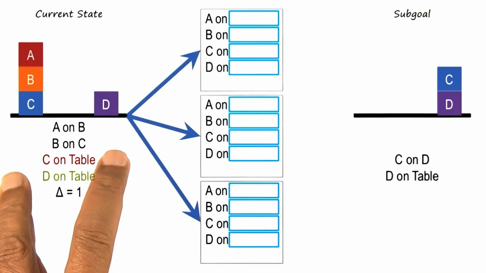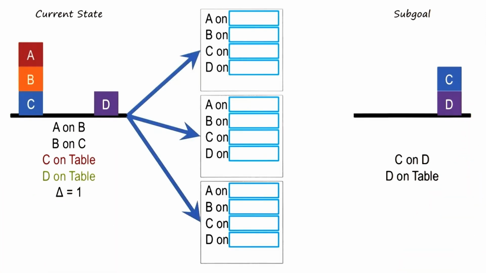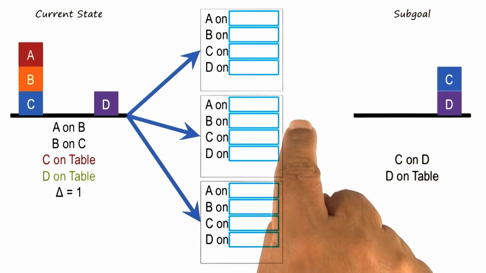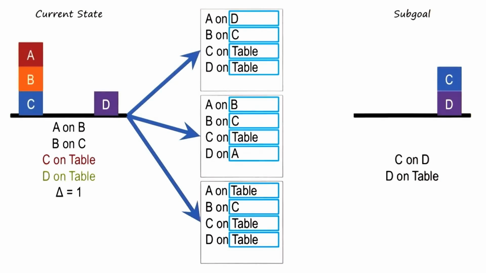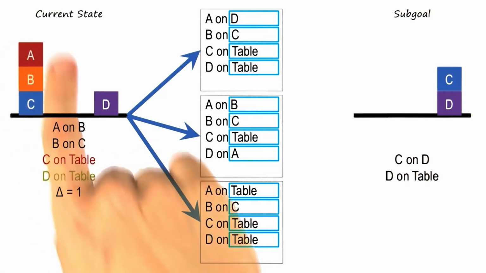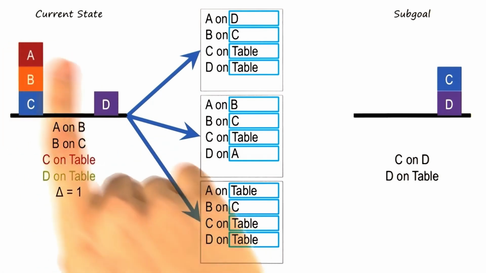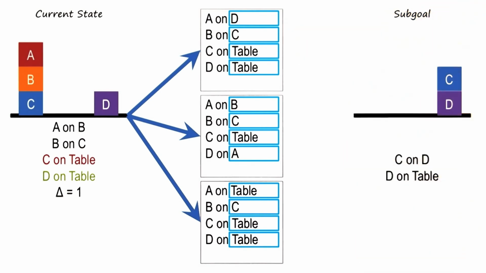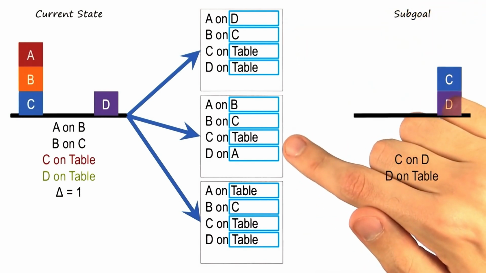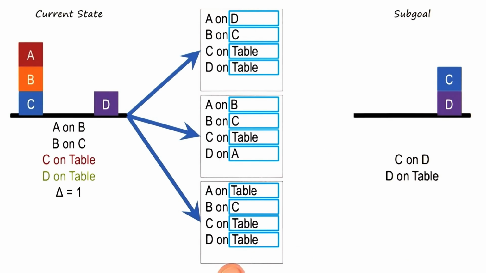So given this as a current state, what successor states are possible if we were to apply means-ends analysis? Please fill in these boxes. David, how did you fill up these boxes? So there are 3 possible moves here: A on the table, A on D, or D on A. So up top I have A on D, moving A to D. In the middle I have moving D up to A. And on the bottom I have A on the table.